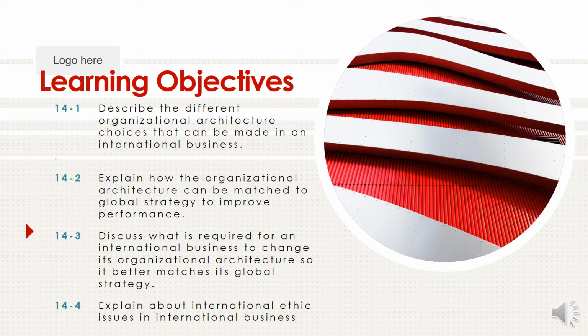Third, the objective for Chapter 10 is to describe what is required for an international business to change its organizational architecture so it better matches its strategy. And the last objective is to explain international ethics issues in international business.